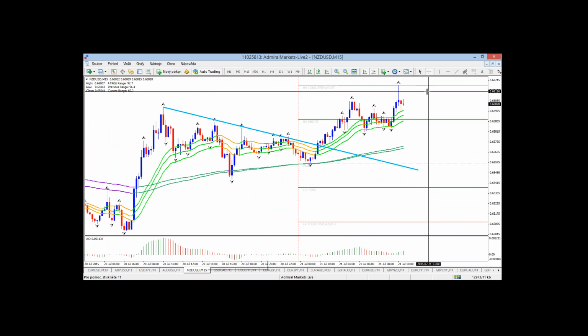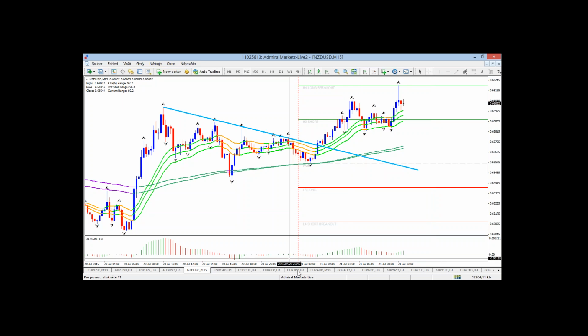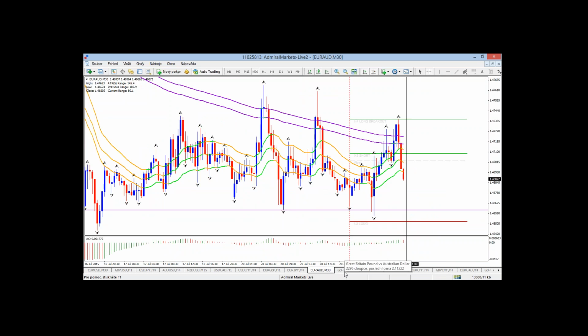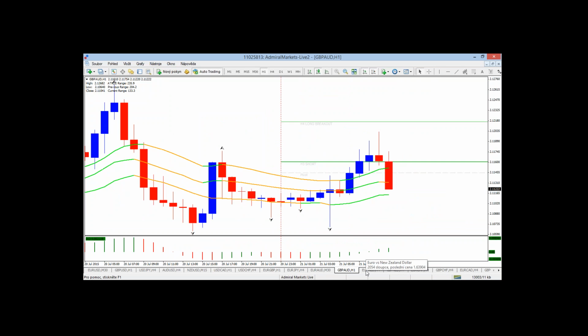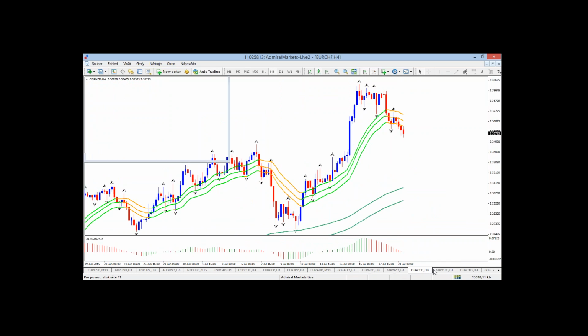Kiwi, only a reversal perhaps makes sense here. But euro yen, that was a nice break indeed above this resistance. Oh yeah, the pound yen, it's 9:43. That means 3 minutes have passed. Pound is falling hard against the Aussie. So probably against the yen too.